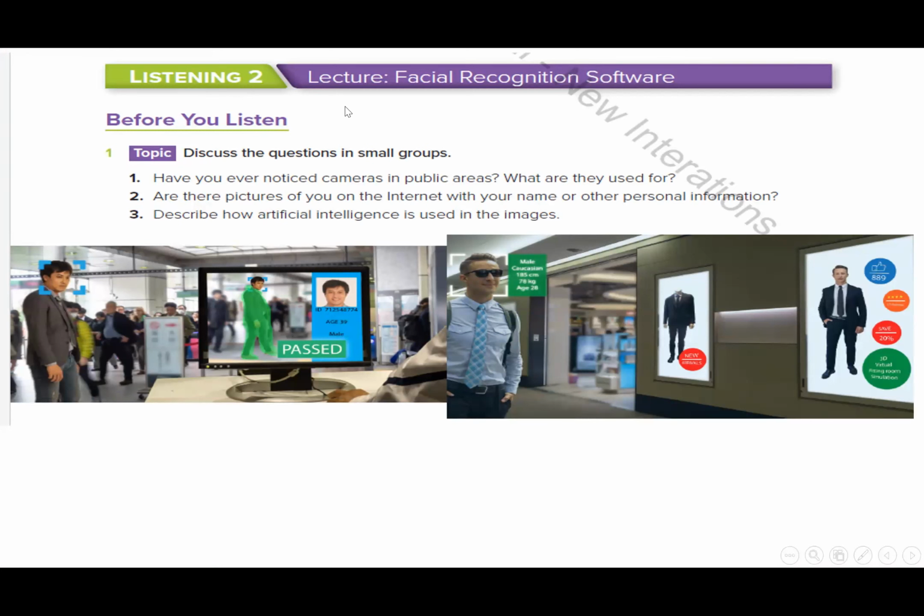Listening to lecture facial recognition software. Before you listen, discuss the questions in small groups. في عندي مجموعة أسئلة, question 1, question 2, question 3. Have you ever noticed cameras in public areas? Public areas like malls, like airports. فهل احنا بنشوف cameras في ال public areas, malls, in airports? What are they used for? ايه هي استخدامات ال cameras in public areas?